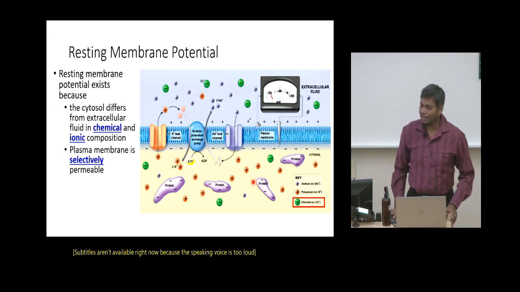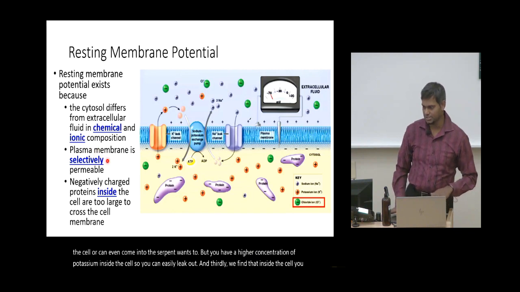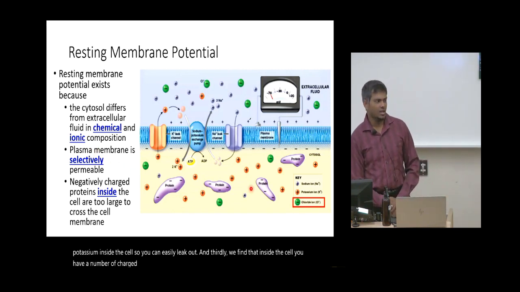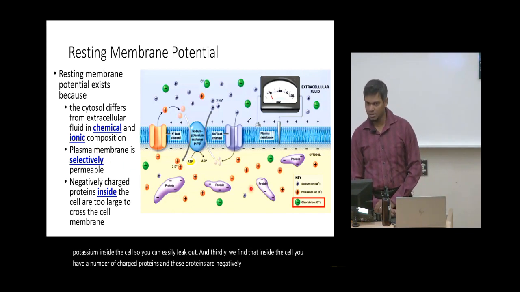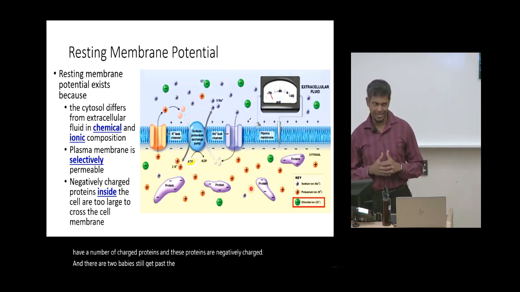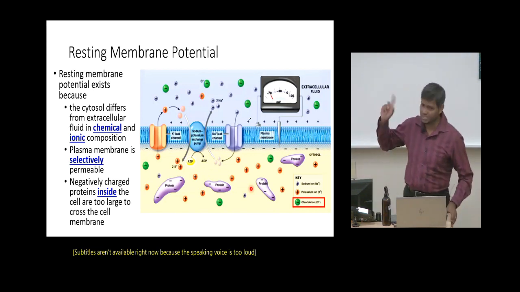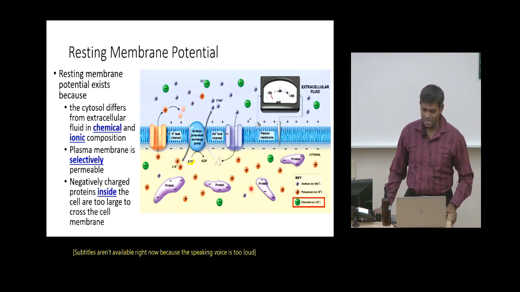And thirdly, we find that inside the cell you have a number of charged proteins, and these proteins are negatively charged, and they are too big to get past the membrane. And also because they're charged, they can't cross this hydrophobic lipid bilayer, so they're going to stay inside the cell. So it is these three things which will eventually establish the resting membrane potential.